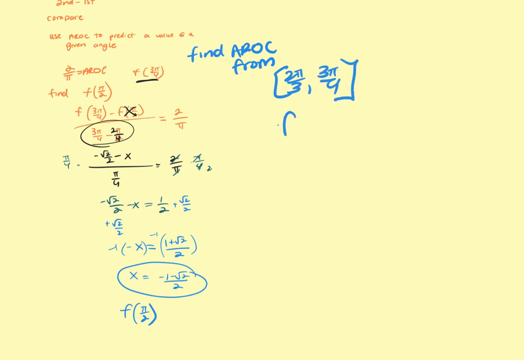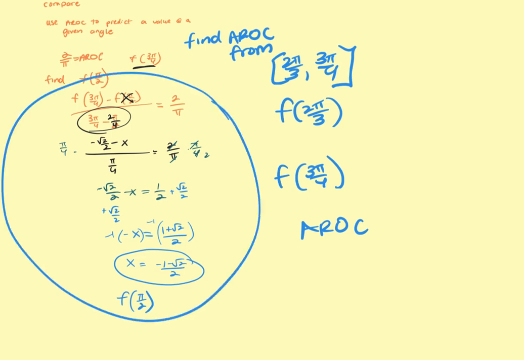So you would then find f of 2 pi over 3 and f of 3 pi over 4, and then you do your average rate of change. Then you do this whole setup with whatever it is you're trying to find, and one of them will be your unknown. I would just change it to x because it's annoying to keep writing f of whatever. Set it equal to your average rate of change, multiply by the denominator, and solve for x. Again, you're not going to have a calculator, so it's going to be kept exact. It might be a really weird looking number, but it's fine.